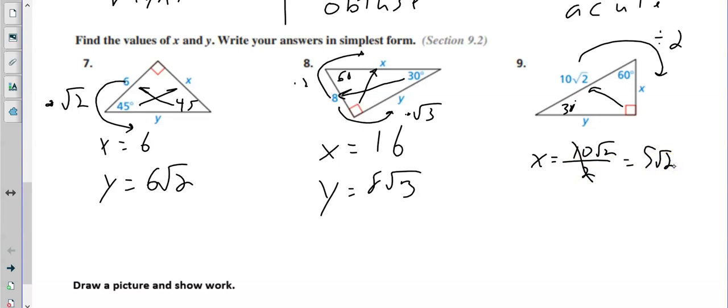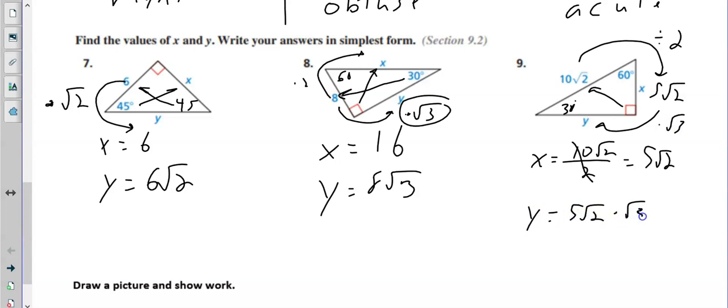Now that I have the short side, which is what you always want to have, you're going to the larger side. What do we do over here? We multiplied by radical 3. So y is going to be 5 root 2 times radical 3. And all we do here is inside times inside, so it's 5 radical 6. And that's it.